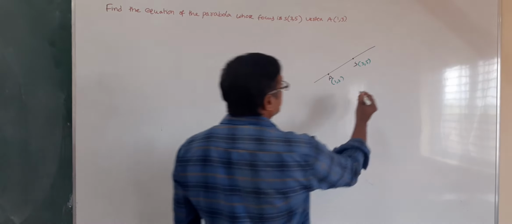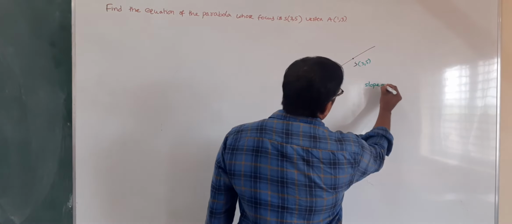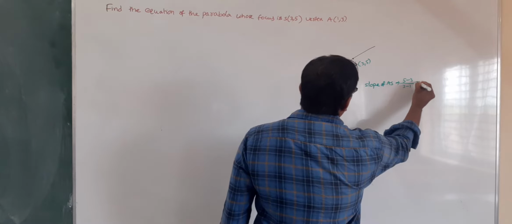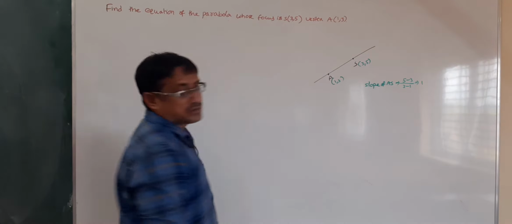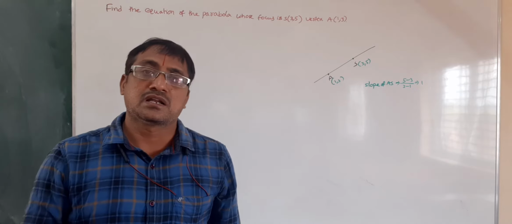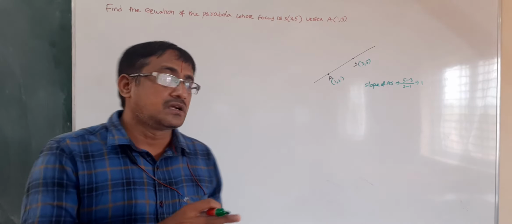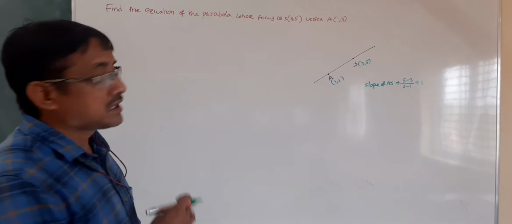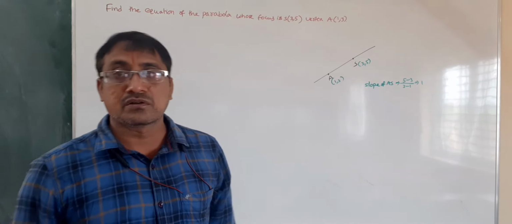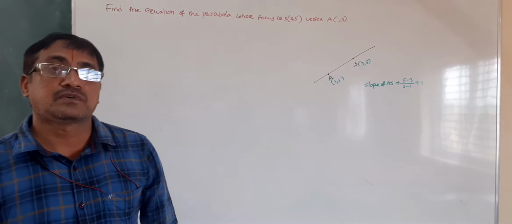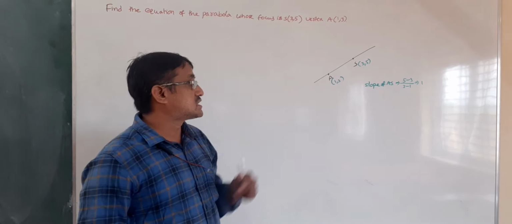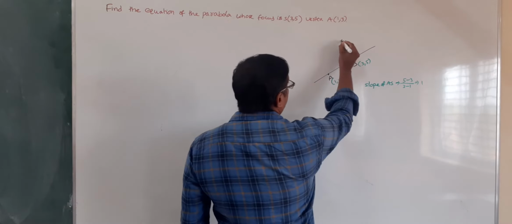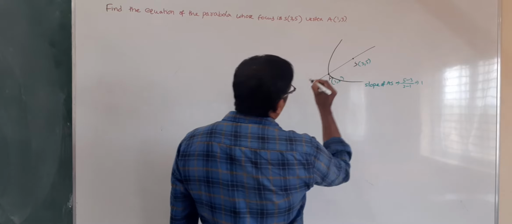The slope of AS will be (5 minus 3) by (3 minus 1), which is 2 by 2, and it is 1. So they are on a line which is making an angle with tan theta equal to 1 with the horizontal line. Now you have to find the equation of the parabola having focus (3, 5) and vertex (1, 3). Now let this be the required parabola.